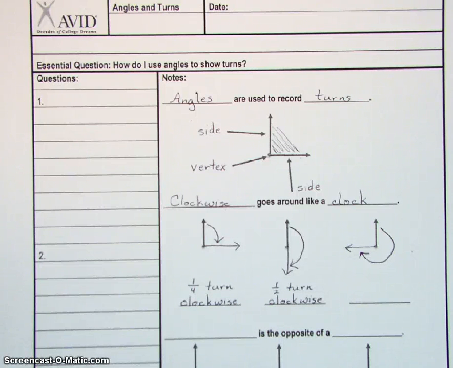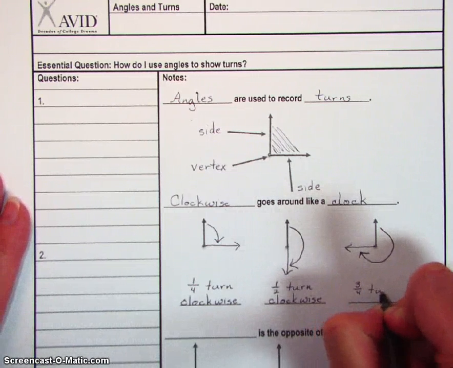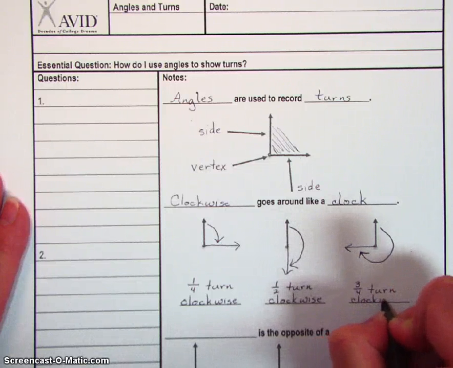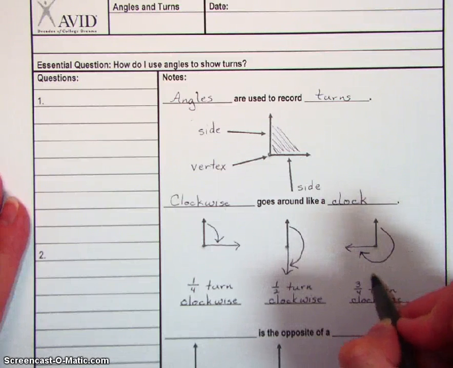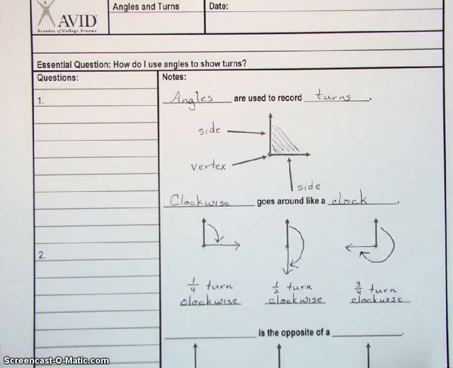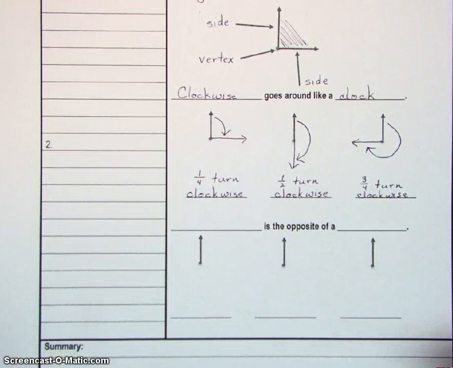Okay, so how did you do? If you said it was 3/4 turn clockwise, you were correct, because we went around 1/4, 2/4, 3/4. Good job. Okay, on our next one, let's take a look at what happens if we go the opposite direction.